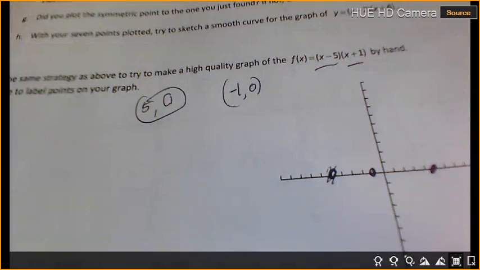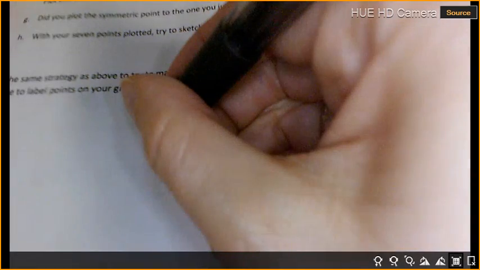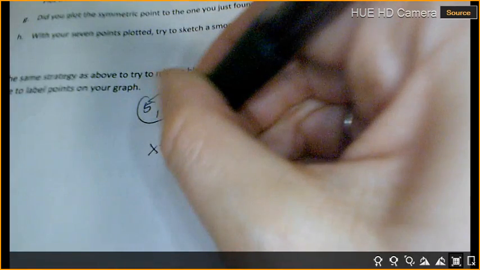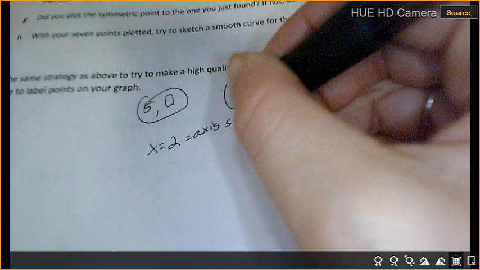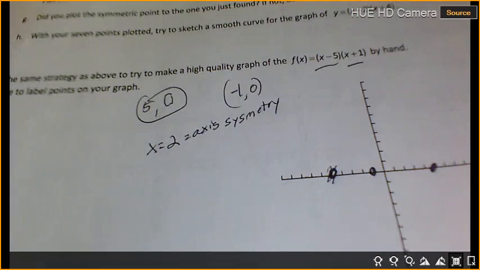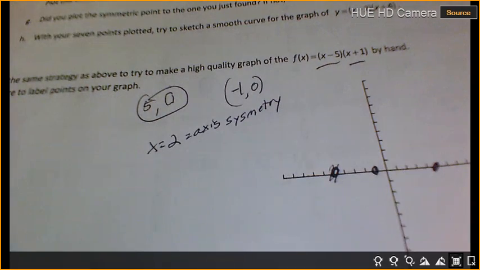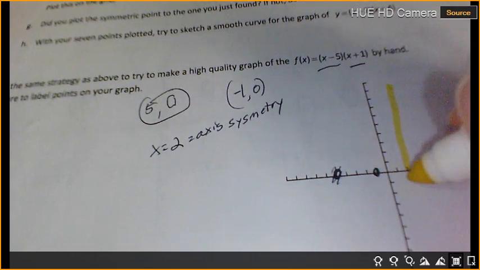Okay, what's right in the middle of those? Which is what number? 2. So the axis of symmetry, x equals 2, axis of symmetry. I like to write myself a little note so I remember what I'm doing later. Okay, so I'm going to put a line at x equals 2.